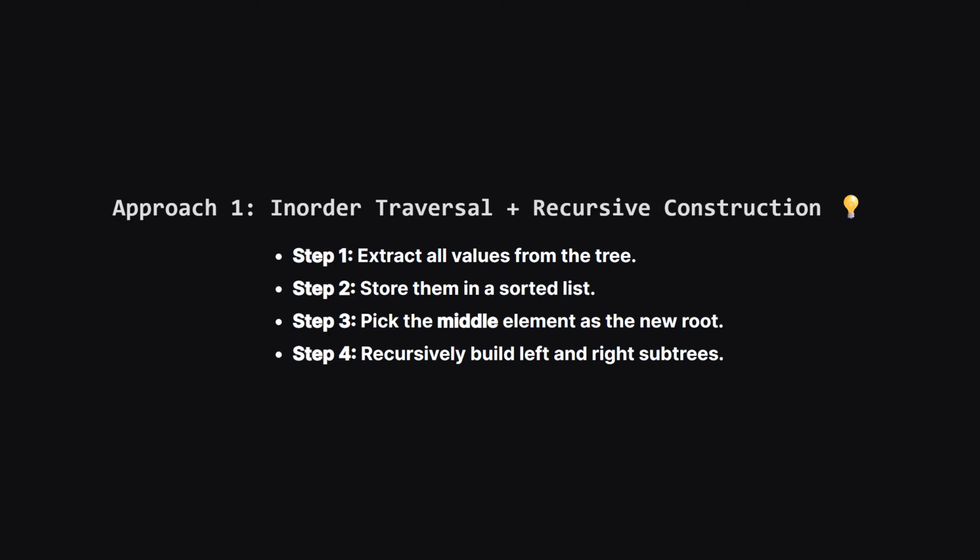The first approach is the most intuitive, and is perfect for an interview. It works in 2 main phases. First, we know that if we traverse a BST in order, meaning left, then root, then right, we get the values in perfectly sorted order. So step 1 is to just run through the tree and dump all the values into a list. Once we have a sorted list, building a balanced tree is easy. We just pick the middle element to be the root. This ensures roughly half the nodes are on the left and half are on the right. Then we just repeat that process for the left and right halves.